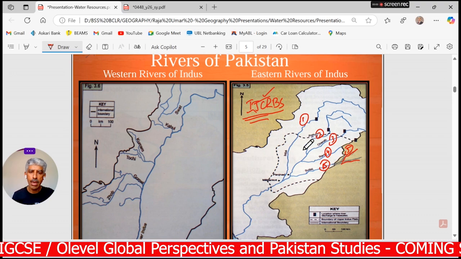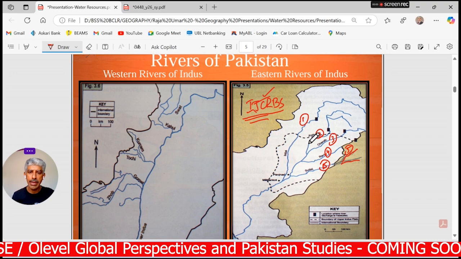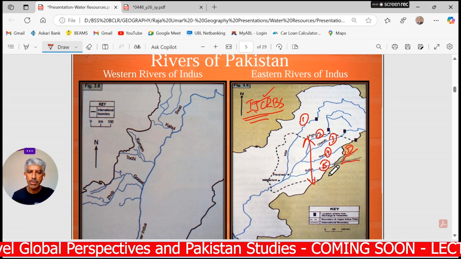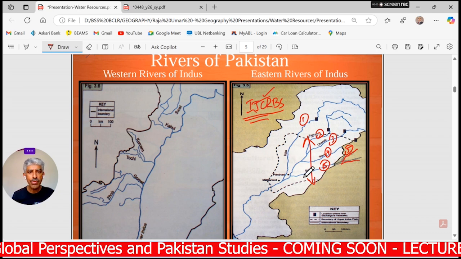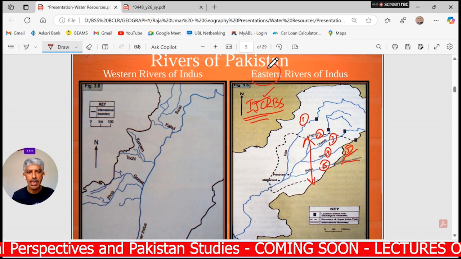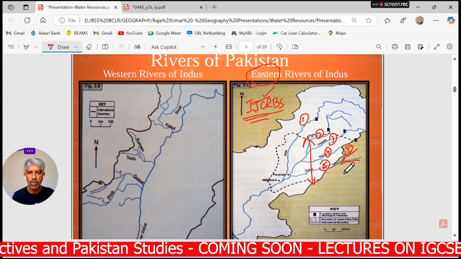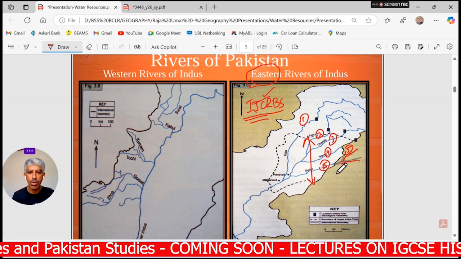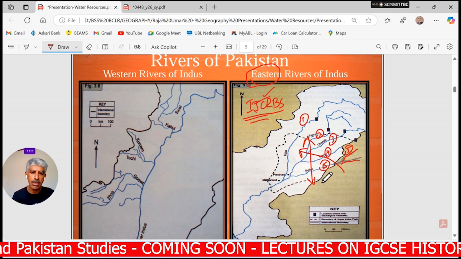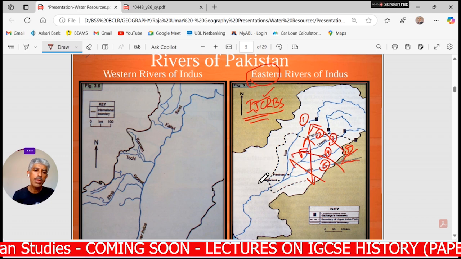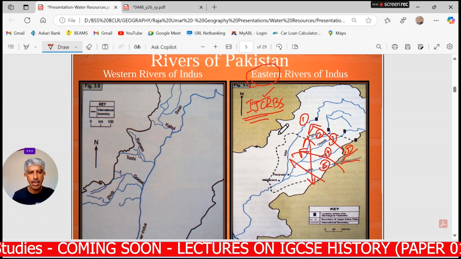So if I exclude Indus, the rest of these 5 rivers, Jhelum, Chenab, Ravi, Beas, and Sutlej, are known as the eastern tributaries of river Indus, as they are contributing their waters into river Indus from the eastern side, right? So in this way, you can say that these are the eastern tributaries.